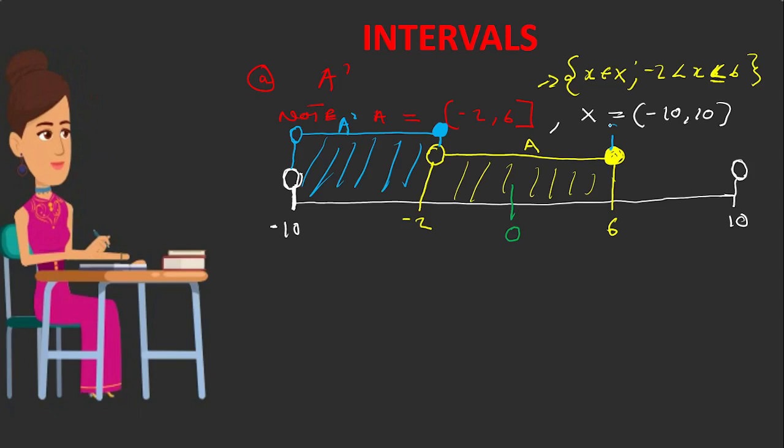So in interval notation now, you need to work in interval notation. So A complement is simply equal to, you're going to use this one as open bracket, negative 10, comma, negative 2, then this is shaded, close bracket, union, open bracket, 6, comma, 10, open bracket. You're done.